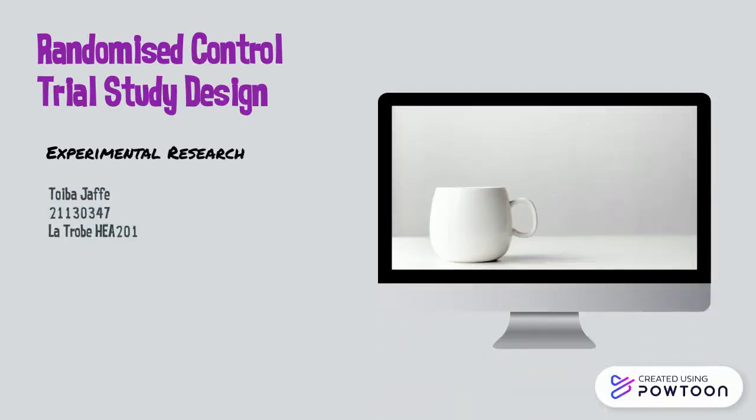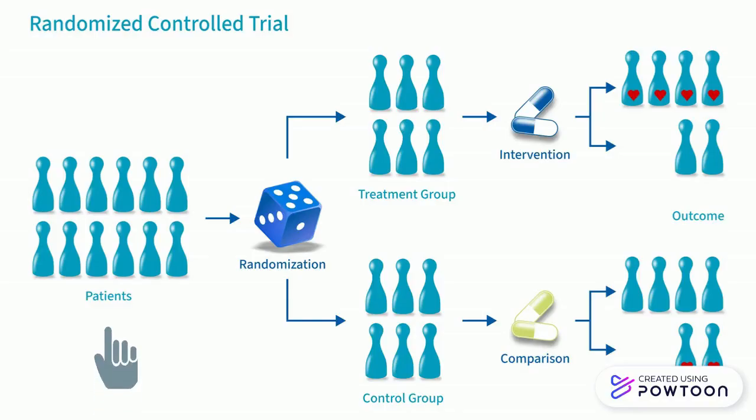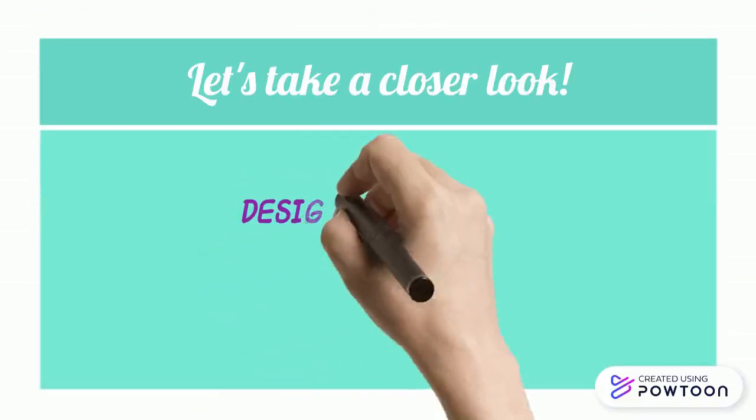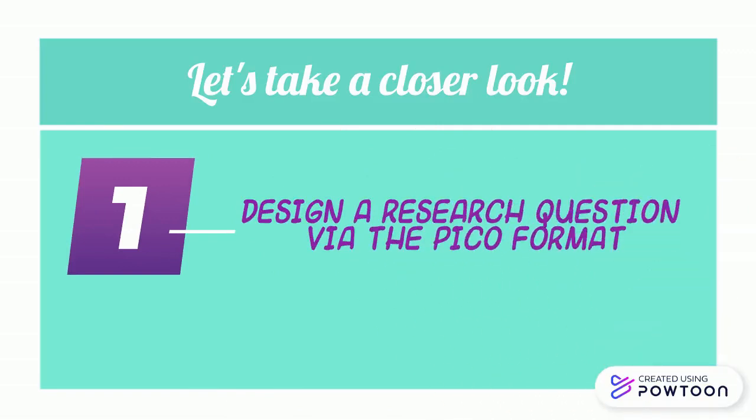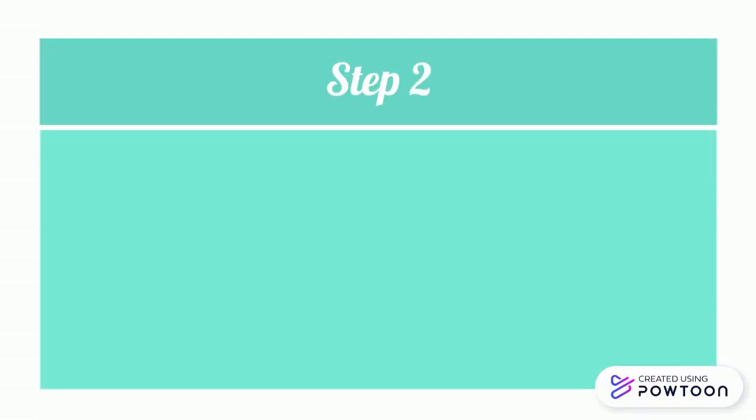Today I'll be presenting randomized control trials, also known as RCTs, and how they work as a study design. This flowchart displays a basic outline of how RCTs are performed and how participants are randomly assigned to control and intervention groups. Step 1. The PICO research question is used to set the population, intervention, comparison, and outcome of the experiment.